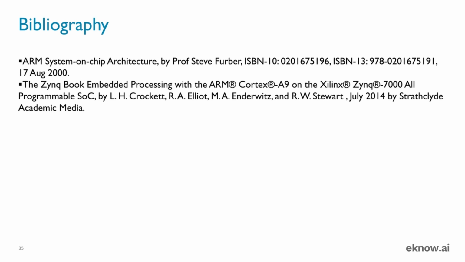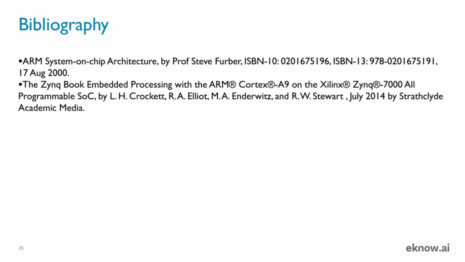The second book, the Zynq book, is a more modern and practical guide that's directly relevant to the hands-on work we discussed. It focuses specifically on embedded processing with the ARM Cortex-A9 on the Xilinx Zynq 7000 all-programmable SoC. As we saw on the previous slides, the Zynq platform is what we'll be using to prototype our designs. This book is a fantastic, step-by-step companion for that process.